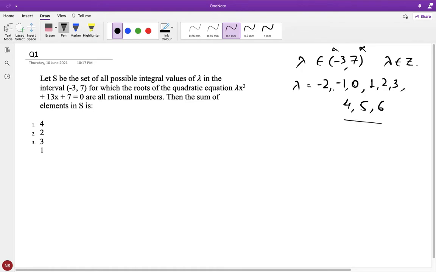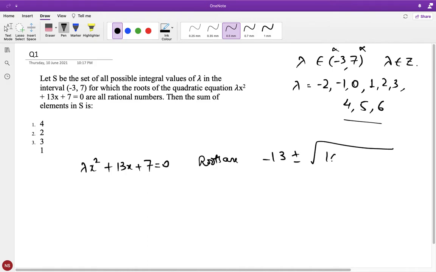Now we have to find out for which values this quadratic equation lambda x square plus 13x plus 7 equals to 0 has roots which are rational numbers. So if this is the equation, then the roots are given as minus b plus minus square root of b square, 13 square is 169, minus 4ac, 4 into 7 is 28, so minus 28 lambda, by 2a, so 2 lambda.